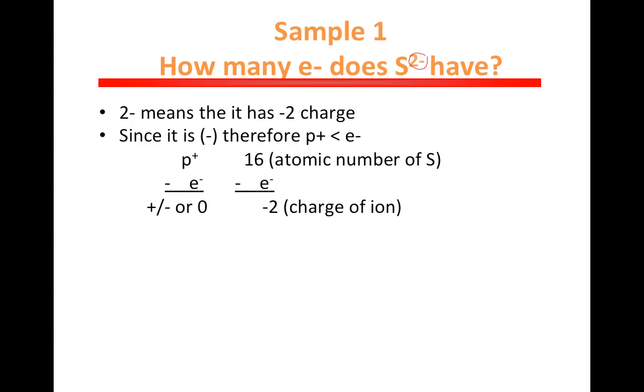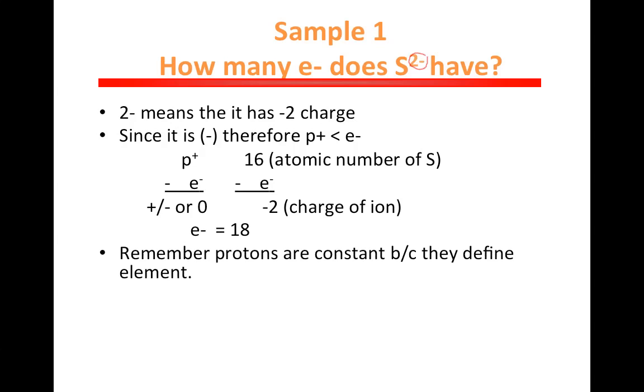So how does it add up? Well, we know it's sulfur, so it's going to have an atomic number of 16, which is equal to the number of protons. We need to figure out the number of electrons, and we know the total charge is -2. So what number subtracted from 16 gives you -2? Well, if you do the math, it's 18. So it has 2 more electrons than it does protons, which gives it the negative charge. Remember, protons are always constant, so you do not change that number to make the charge equal.